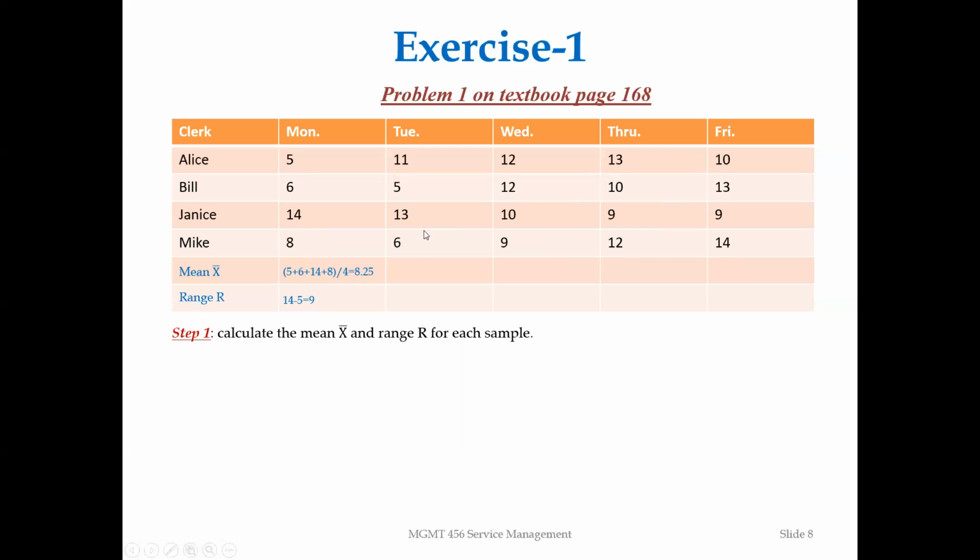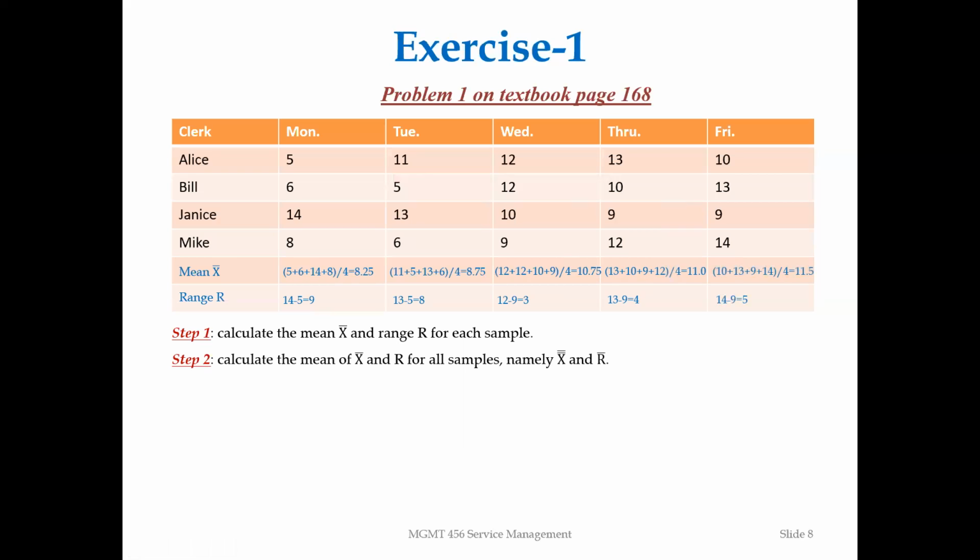Then we can do this for the rest of the samples. For sample 2, we take the average of these 4 numbers, which is 8.75. The range is the maximum 13 minus the minimum 5, so we have 8. You do this for samples 3, 4, and 5. So this is step 1: calculate the mean and range for each sample.